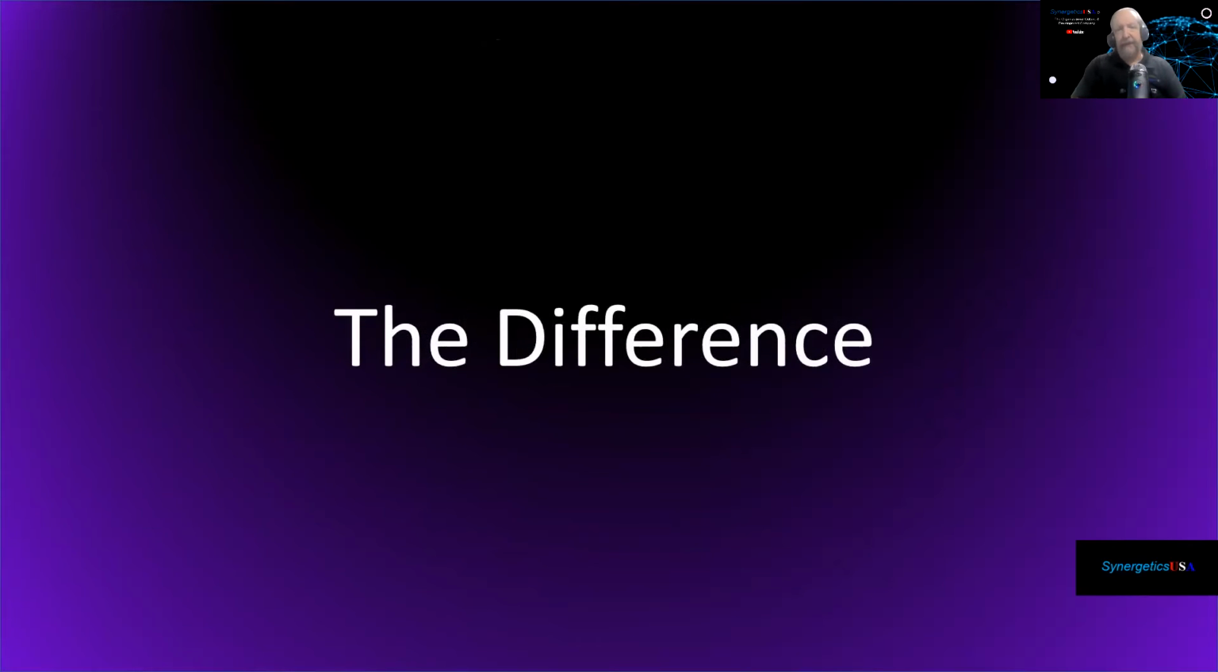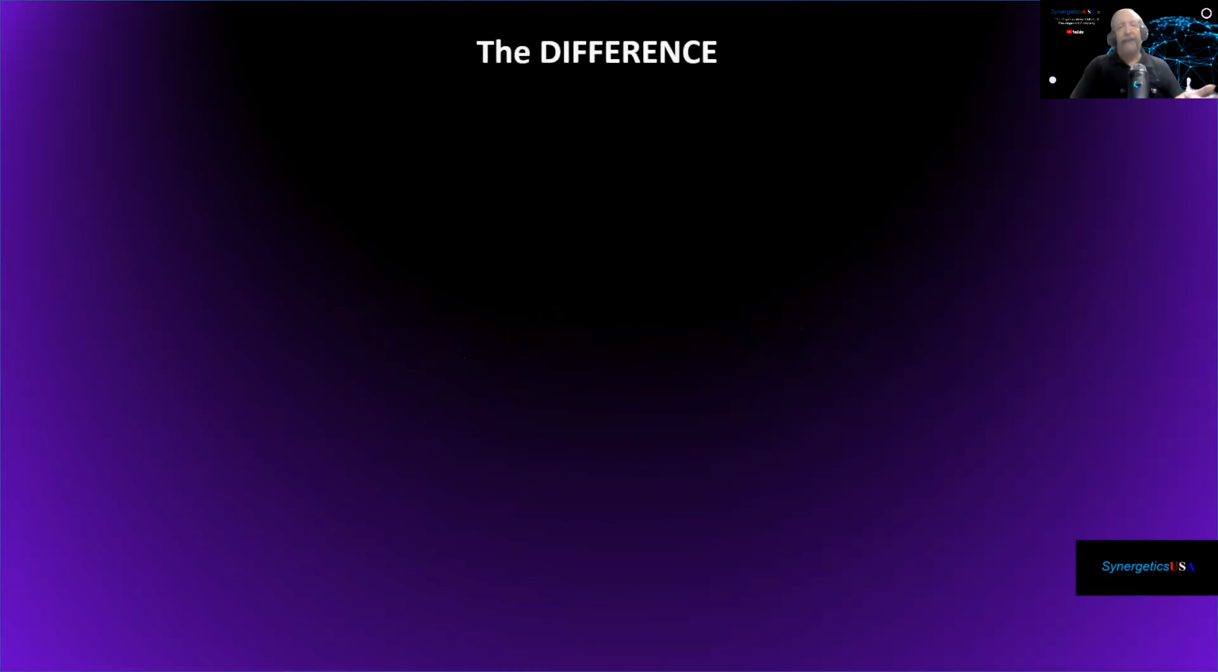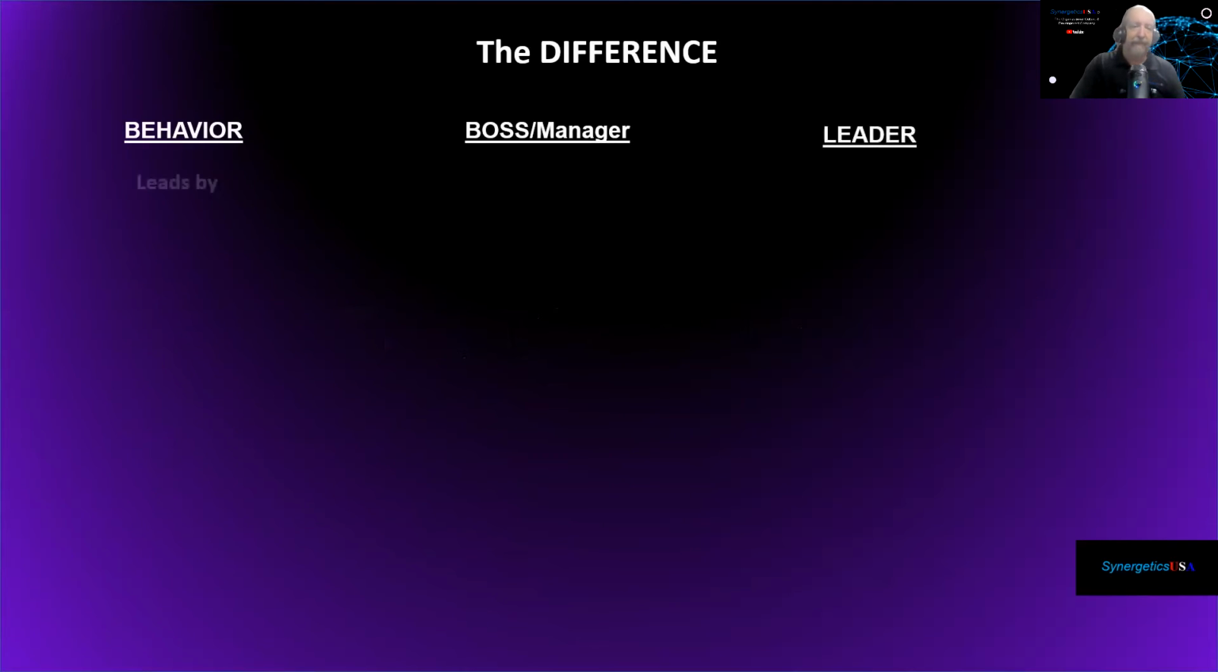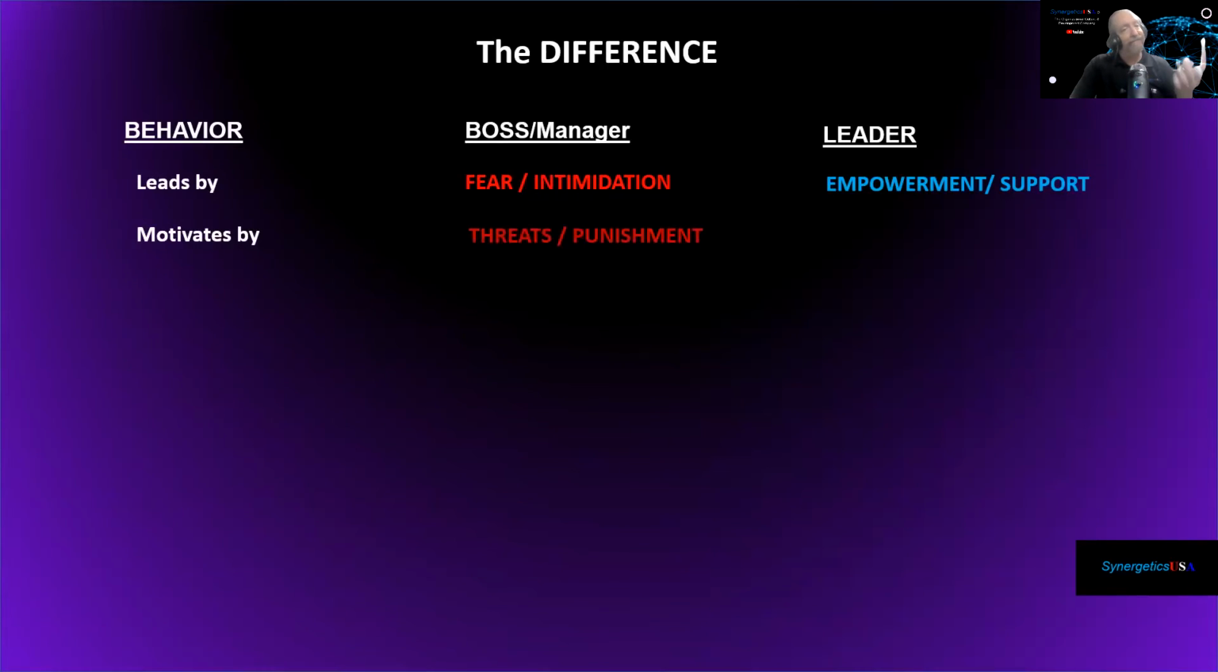So this is what we call the difference. Now you can take a look at those 2 sheets of paper that you have right in front of you and compare the boss to the leader. And it's significant. So let's take a look at that. So the behavior of the boss and the manager versus the leader. When it comes to leading, they lead through fear and intimidation, the boss. And the leader, they lead through empowerment and support of their people. They motivate, the boss, threats and punishment, where the leader motivates by inspiration, by mentoring, by having a partnership with you.